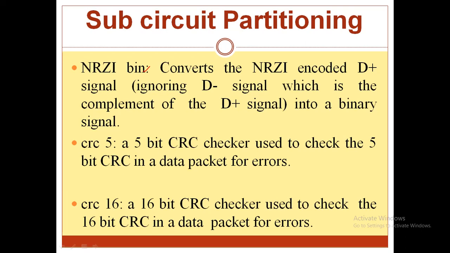So it converts the NRZI encoded D plus signal, and D minus is the complement of D plus, into a binary format. If you convert that encoded D plus signal into the binary signal, the remaining operations can be carried out directly on the binary data. Therefore, it is easy for analysis also.